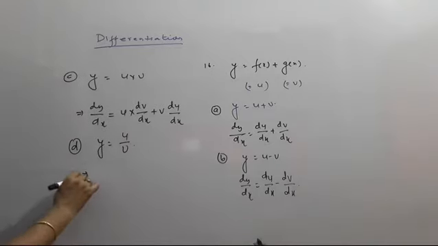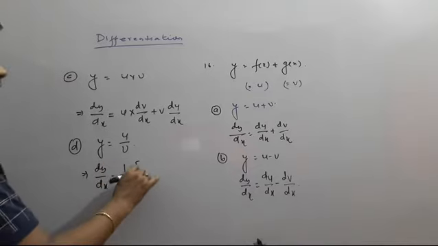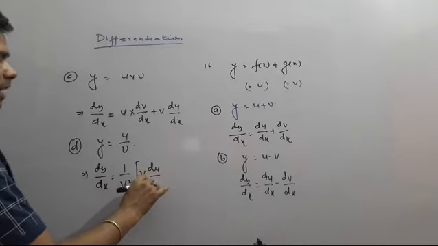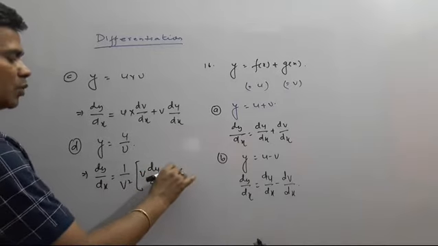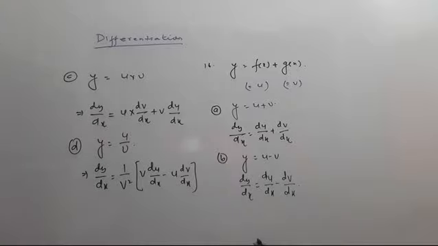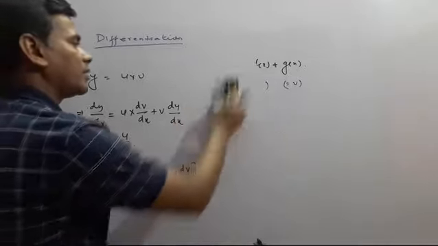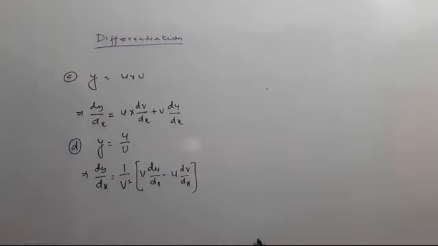Next, the functions may be in the form of division, that means in the quotient form. So here you will have to write dy by dx equals 1 by v square, within bracket, v du by dx minus u dv by dx. Number E, these are very important.